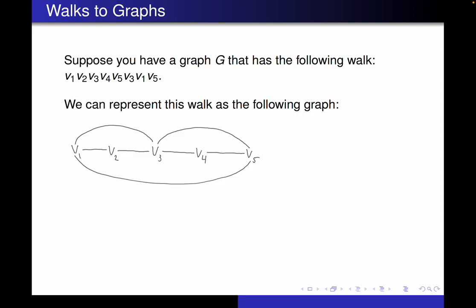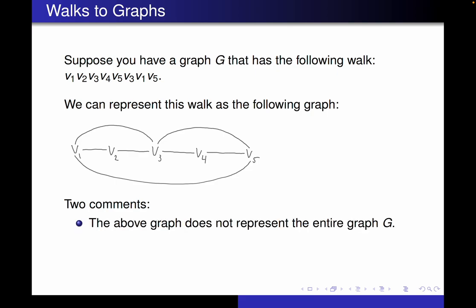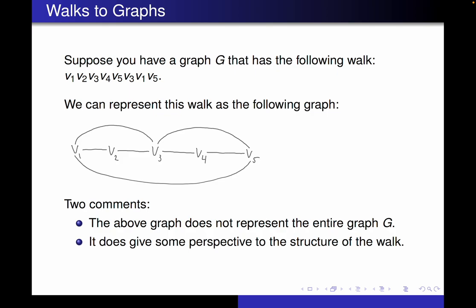Now we know all these vertices and edges are in the graph, but they're not necessarily all of them. So it does not necessarily represent the entire graph G. But it does give some perspective on the structure of the walk, and in a way that's going to be helping us when we solve our route inspection problems.